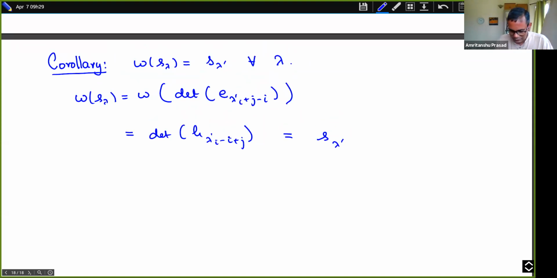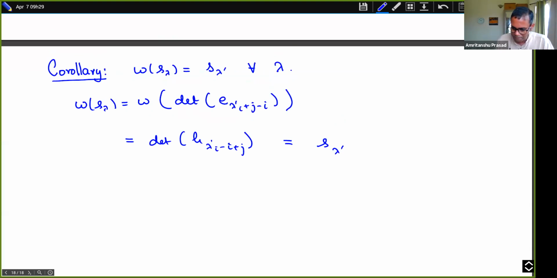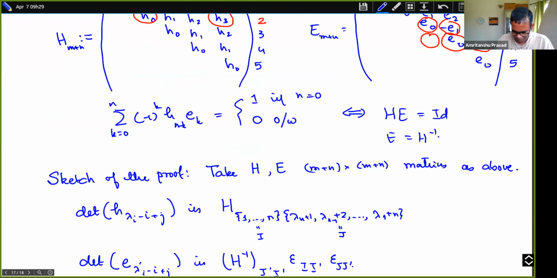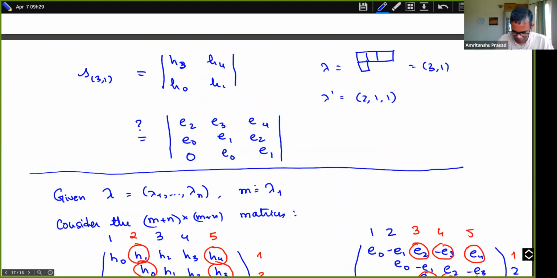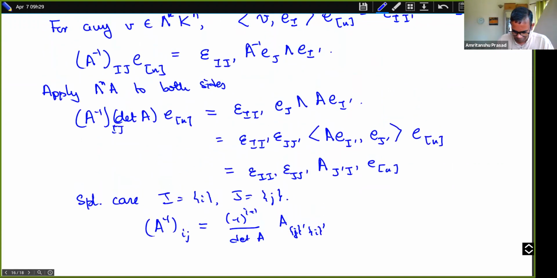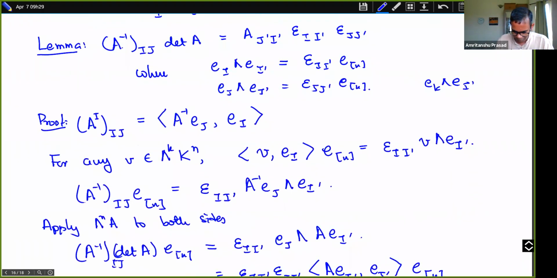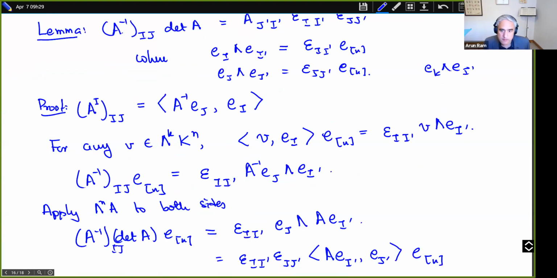Okay, so let me just pause here and see if there are any questions. Can I just make a small remark if there's no question? Sure, please. I always found it particularly beautiful that this Jacobi-Trudy identity is very closely related to the BGG resolution, or what you call the Jacobi identity.